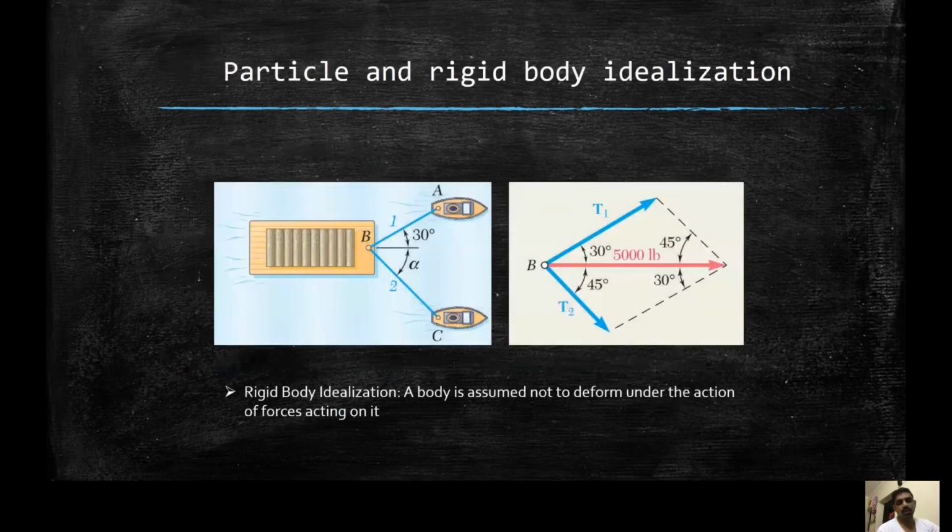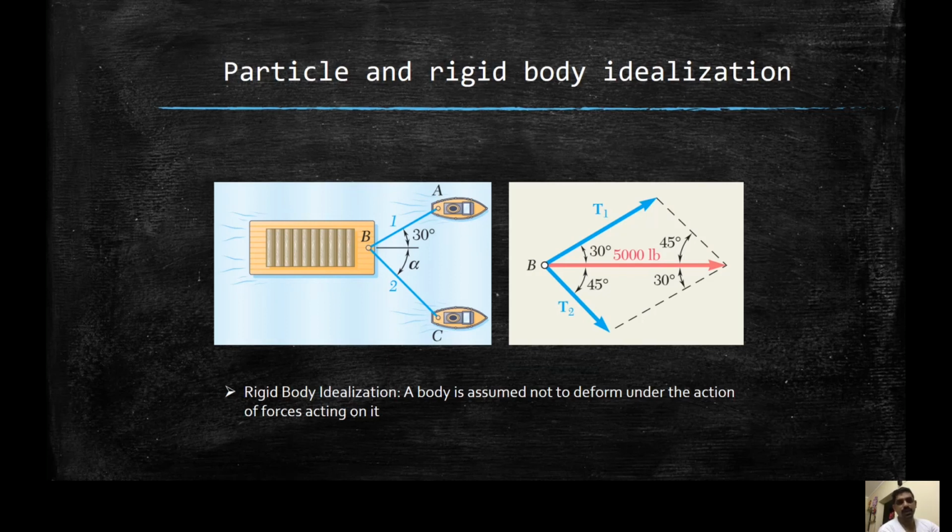Now, those who are wondering what is rigid body idealization, let me just give you a glimpse of it. Here in this figure, we can see that there is a barge which is being pulled by 2 tugboats. And these 2 tugboats and the barge are idealized to be a rigid body. That means they do not deform under the action of any forces.